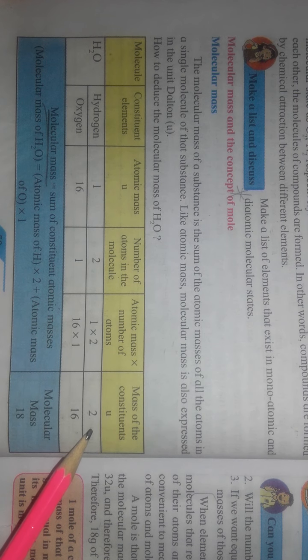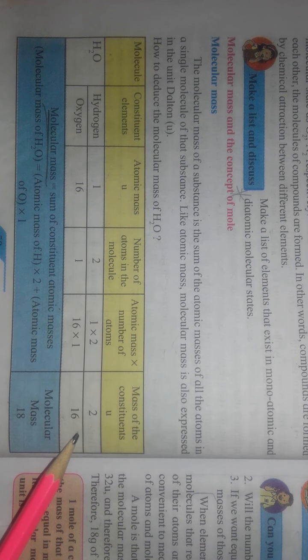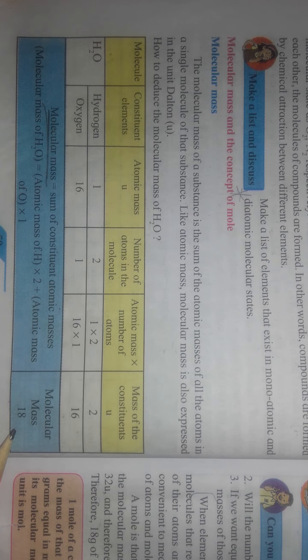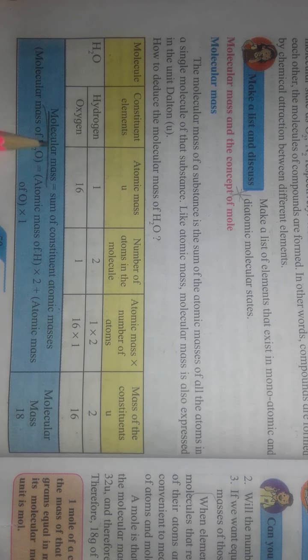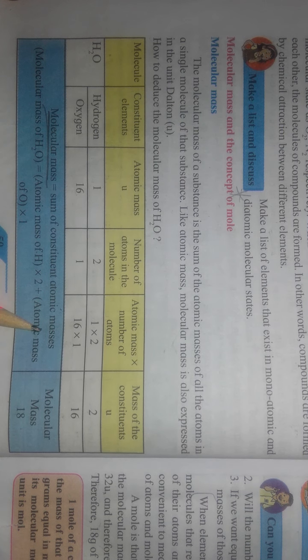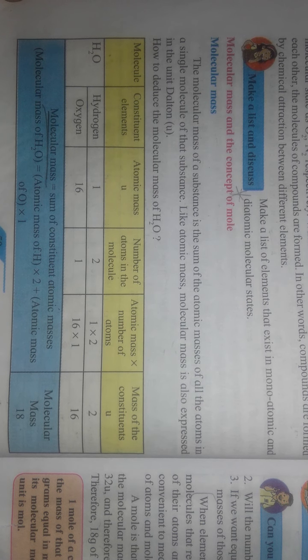See students, we should only make the sum of this. The number 2 plus 16. Molecular mass is 18. 2 plus 16 is 18. By the formula, molecular mass is equal to the sum of the constituent atomic masses. So by this method you can find this.